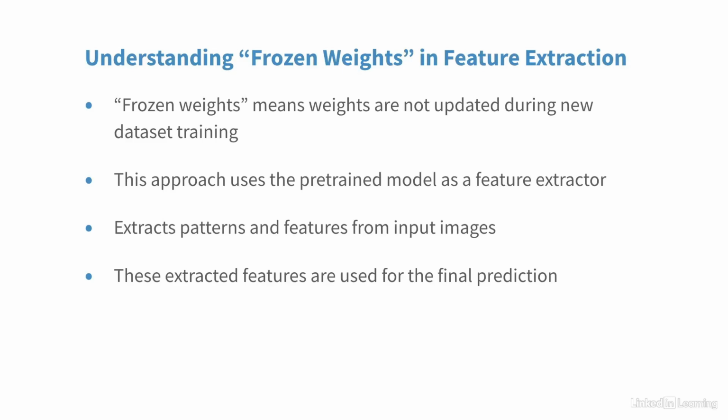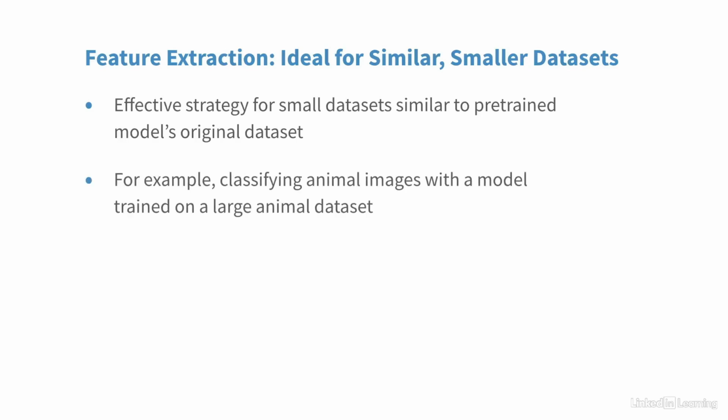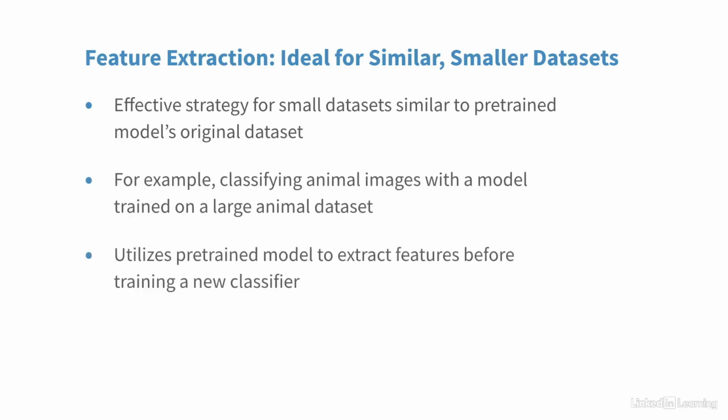So when we're using a model as a feature extractor and we're replacing the head of that model, the weights in the head of the model are initialized to random values. And that is what is being trained during backpropagation. Feature extraction is a good strategy to use when you have a small data set that's similar to the original data set of a pre-trained model. For example, if you want to classify images of animals, you can use a pre-trained model that was trained on a large dataset of animals, such as ImageNet, to extract features from your images before training a new classifier.